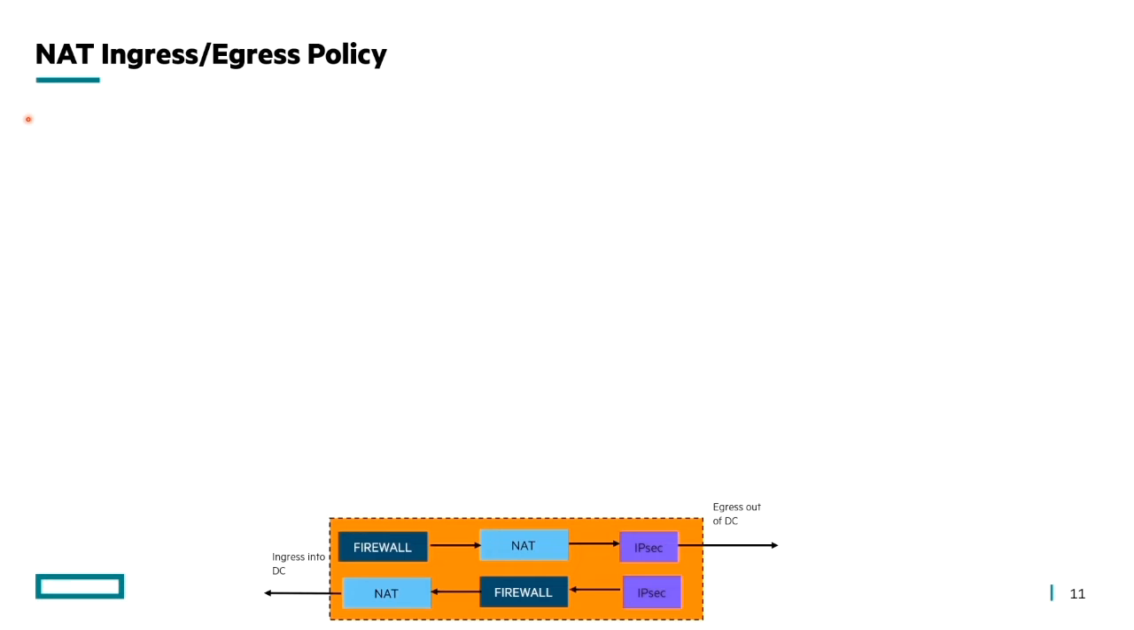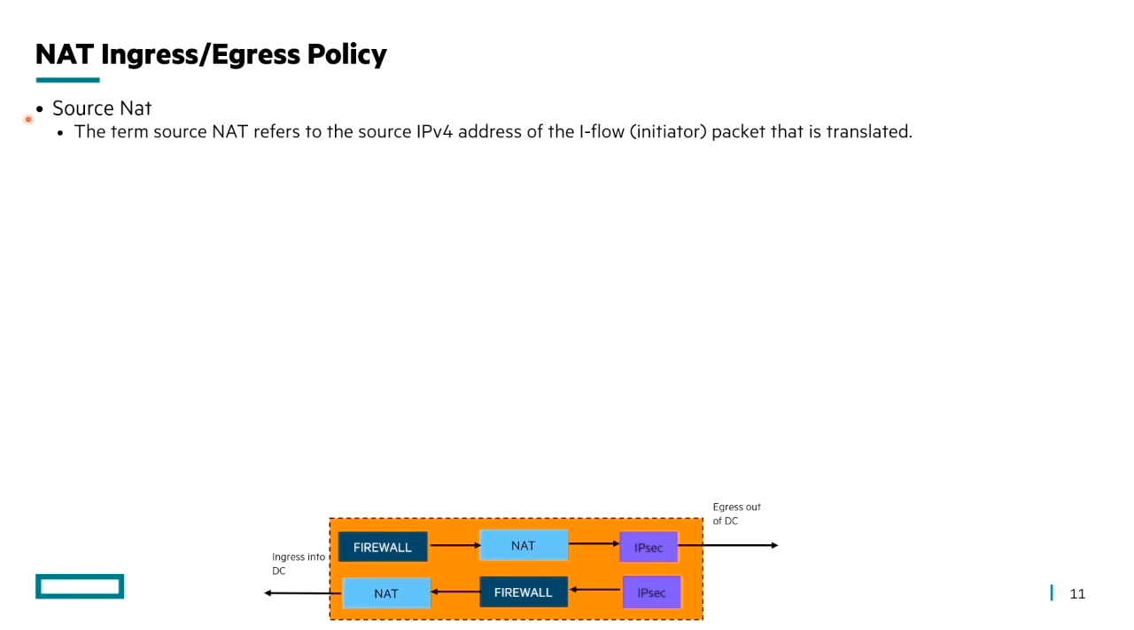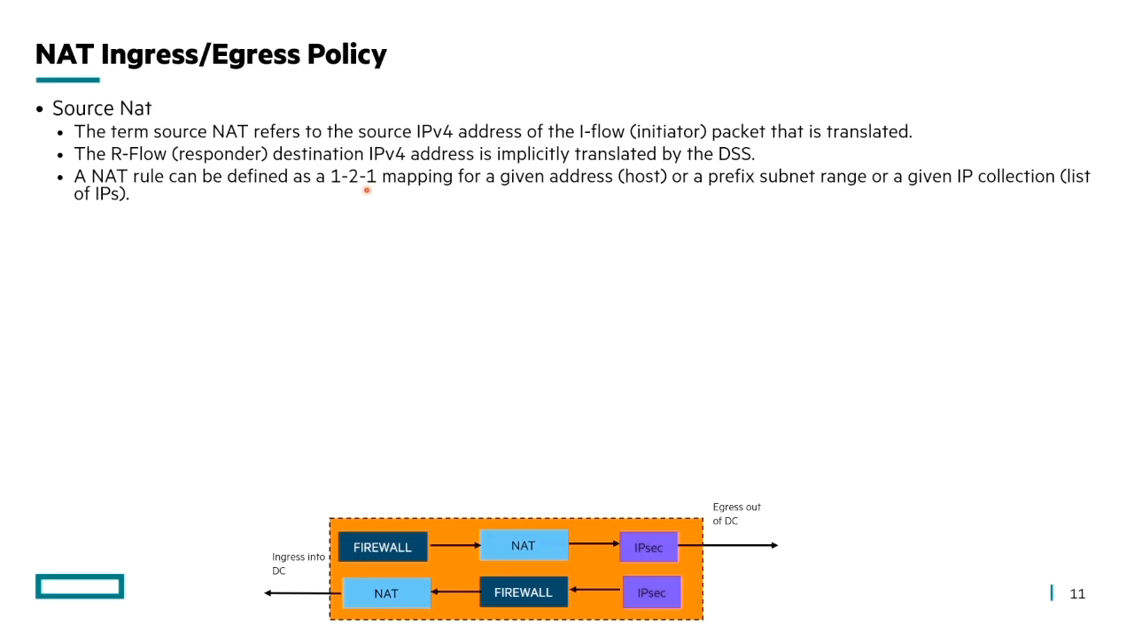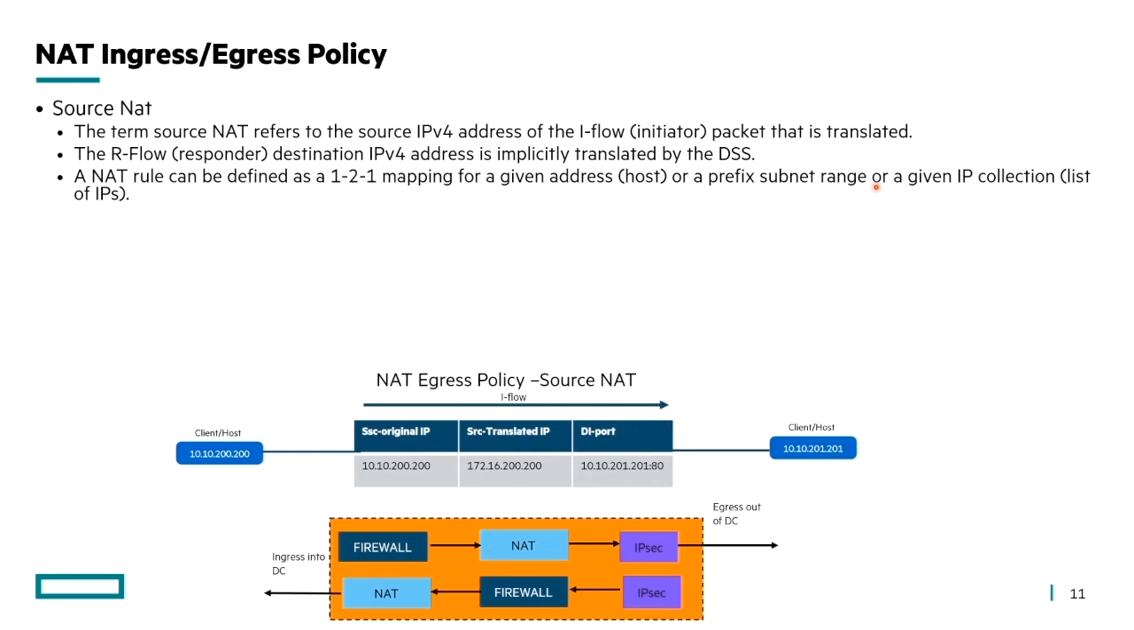So let's take a look at source NAT. Source NAT is a term that refers to the source IPv4 address of the iFlow, the initiator flow of the packet, that is translated. The rFlow is the return or responder flow of the destination IPv4 address, and this is implicitly translated by the distributed services switch. That's the CX10000. A NAT rule can be defined as a one-to-one mapping for a given address, a prefix, subnet, range, or a given IP collection, a list of IPs.